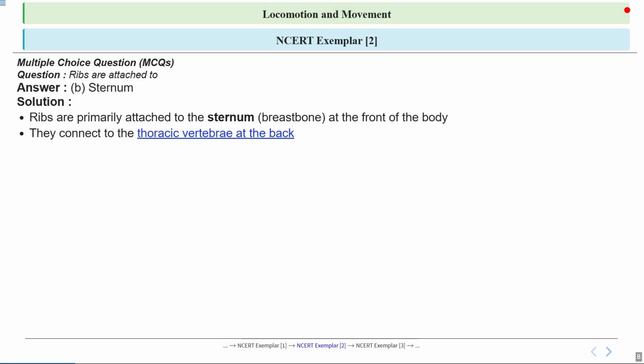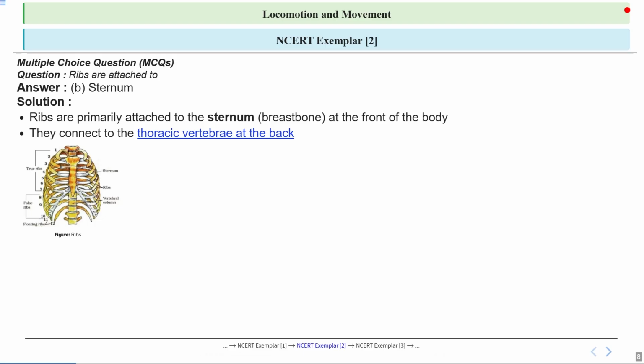Okay. And also the rib bones connect to the thoracic vertebrae at the back, which are the middle section of the spine. This connection allows the ribs to form the rib cage, which protects vital organs like the heart and lungs, and also helps in breathing by expanding and contracting with the movement of the diaphragm. So you can see in this picture how the ribs are in different pairs, like true ribs, false ribs, and floating ribs. They are connected to the front flat bone, the sternum, which is also known as the breastbone, and is connected to the different pairs of ribs.